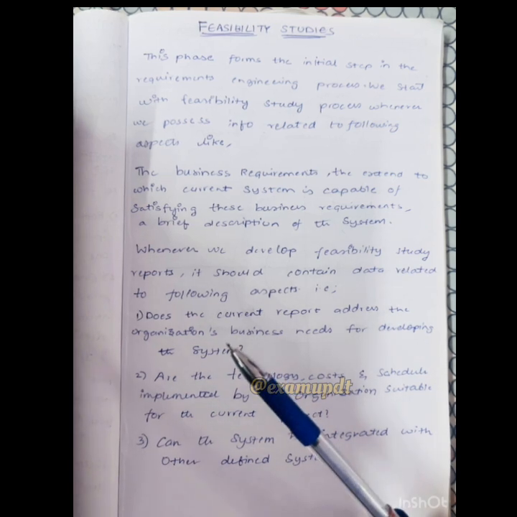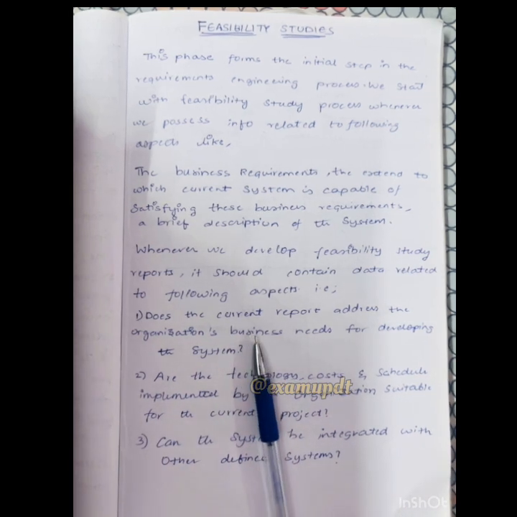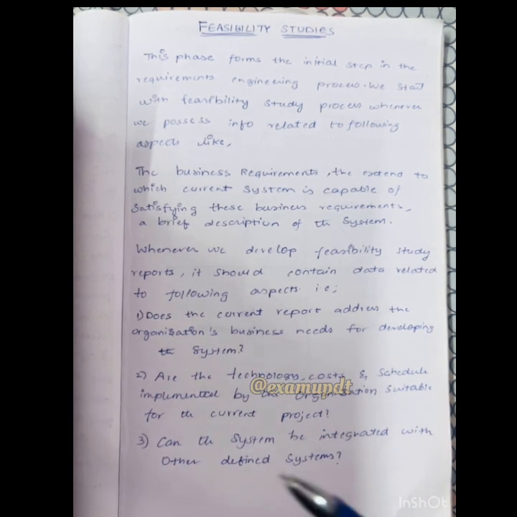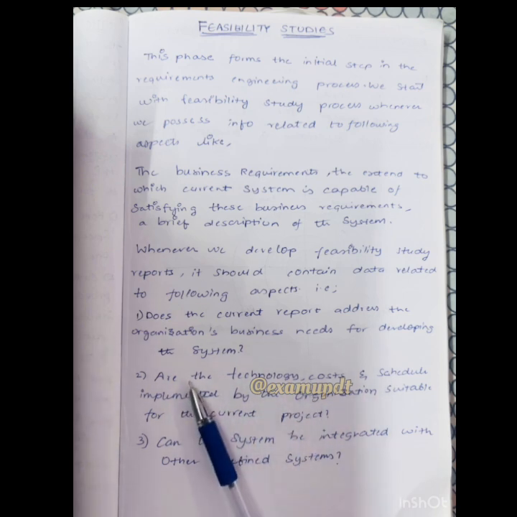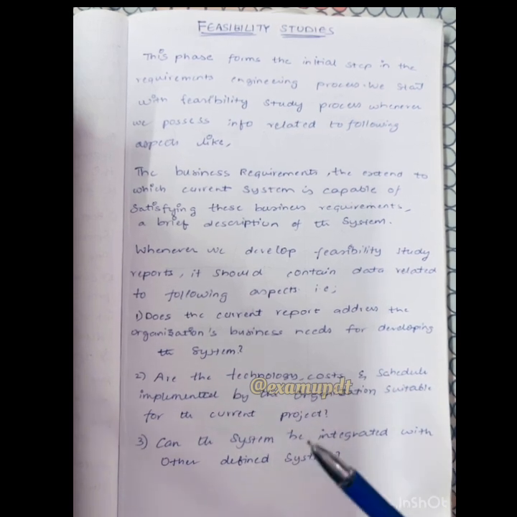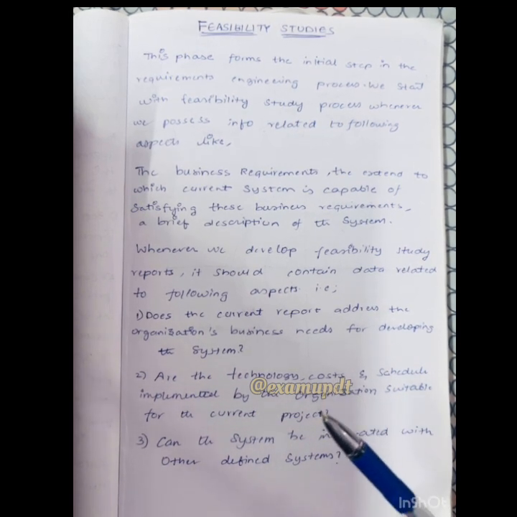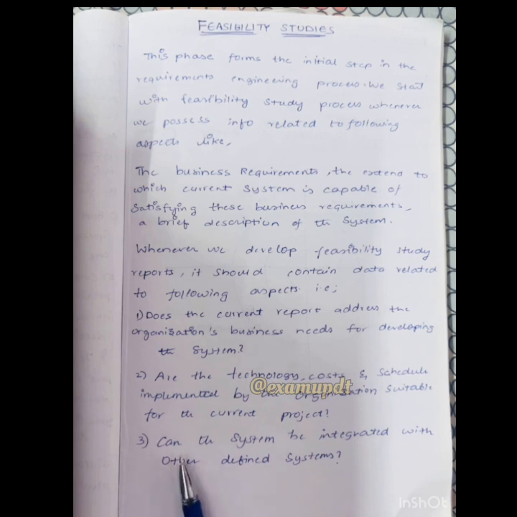That is, does the current report meet the organization's needs or not. And are the technologies, costs and schedule implemented by the organization suitable for the current project? That is, can the organization's technology, costs and schedule support the current project or not? Can the system be implemented with other defined systems or not?